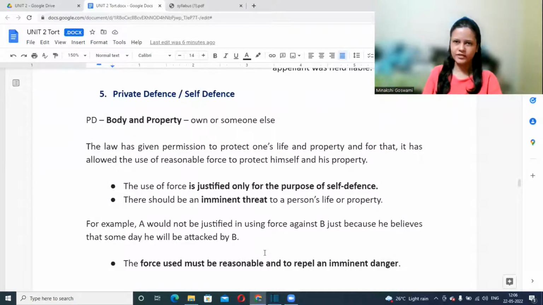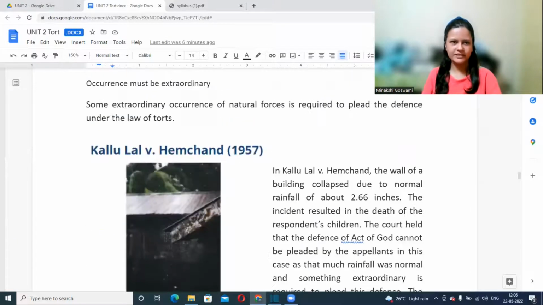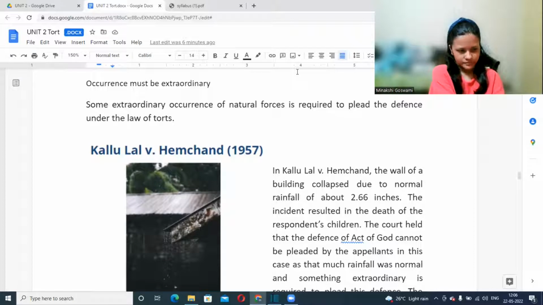So private defense or self-defense, what is this defense all about? It's about if I commit any mistake or any crime in order to defend myself. For example, if somebody comes to my home to hit me, and I hit him back and he's injured, I won't be liable. This is what I think. I don't know whether it's correct or not. Okay. Yes.